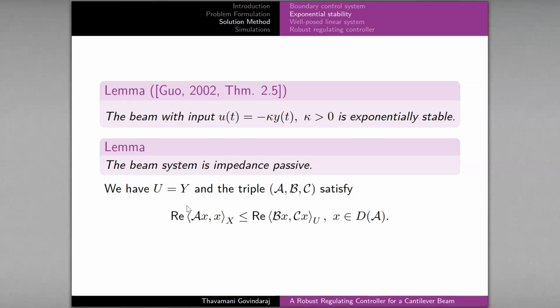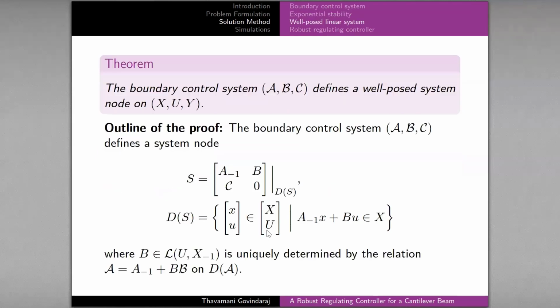Next, we show that the beam system is impedance passive. We can verify the input and output spaces are equal and the triple ABC satisfy this inequality. So therefore, the beam system is impedance passive. Next, we have a theorem showing that the boundary control system defines a well-posed system node. Here we give an outline of the proof.